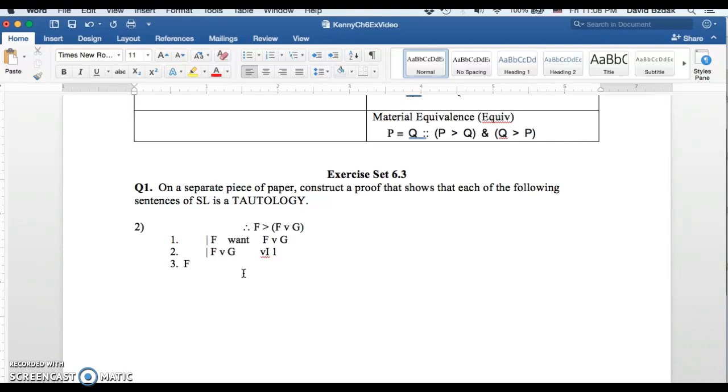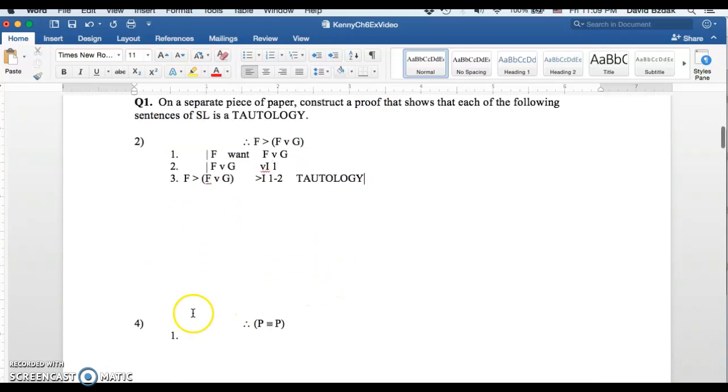Go back to the original scope line. If F, then F or G by conditional introduction of 1-2. So it's that simple. Now, since we derived this sentence from no premises, we have thereby proved that this sentence is a tautology. Okay. So the instructions say on a separate piece of paper, construct a proof that shows each of the following sentences of SL is a tautology. So that's what we just did by deriving it from no premises.